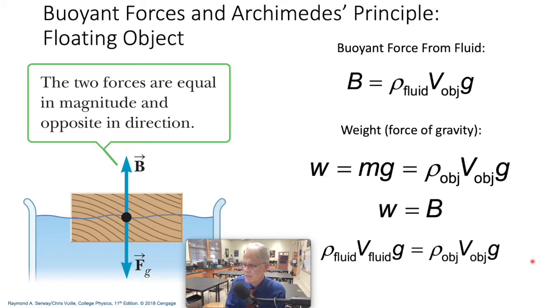Here is the weight of the object. It's the density times the volume times g of the object. On the other end of that, the buoyant force is here, the density of the fluid times the volume of the fluid times g. But only this volume here is going to be the volume that is being displaced. It's not this. These are two different volumes here.